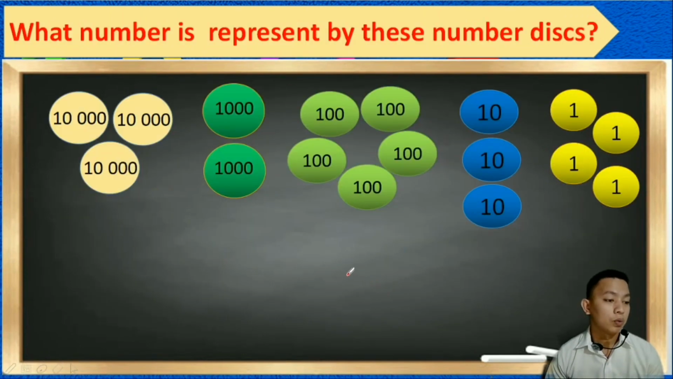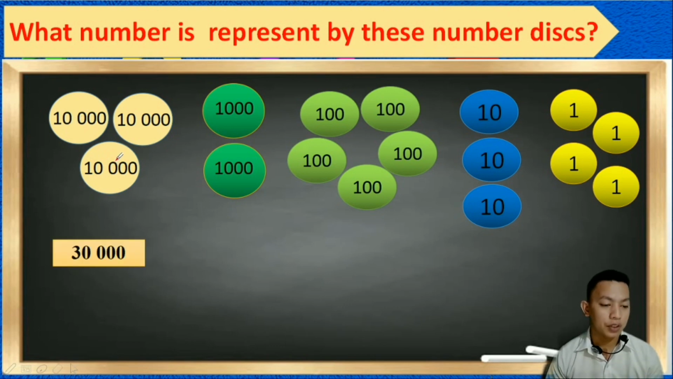Next. This time, we're going to represent a number by using a number disk. So we have a figure of this. So we have 3 disks for 10,000. What is the equivalent value of 3 disks in 10,000? We have 30,000. Very good. We have 2 disks for 1,000. What is the equivalent value?